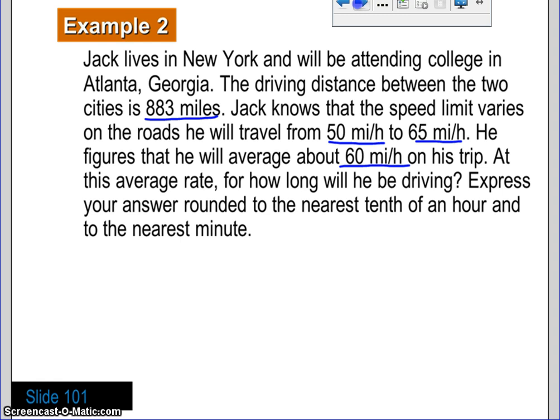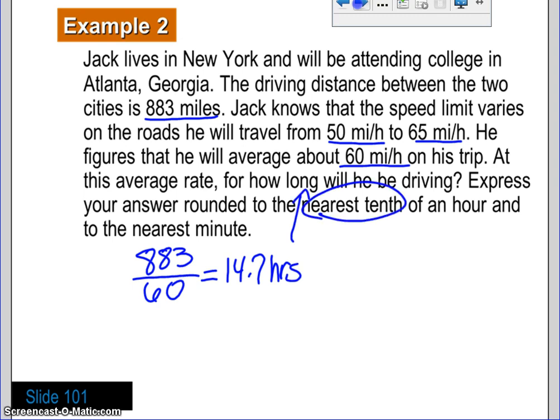So I know that I'm going 883 miles, and I'm going to go 60 miles for every one of those. So when I divide that, I end up with 14.7 hours. And that answers the first question where it says to the nearest tenth of an hour. But now it also needs to the nearest minute.